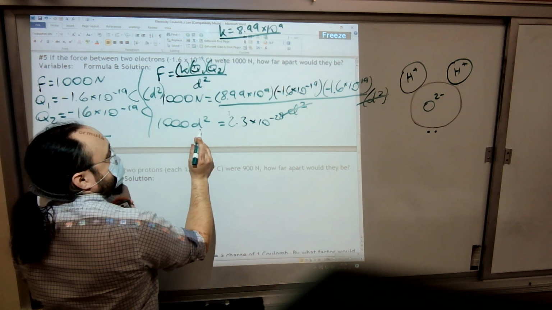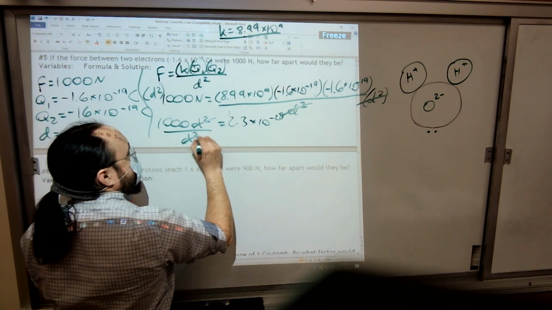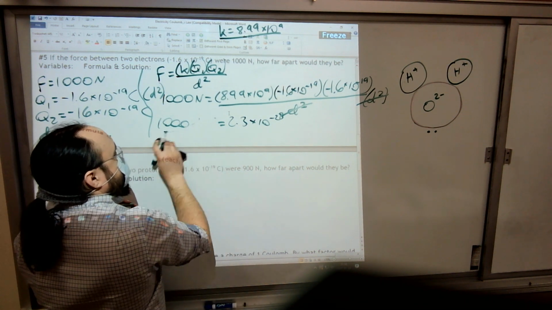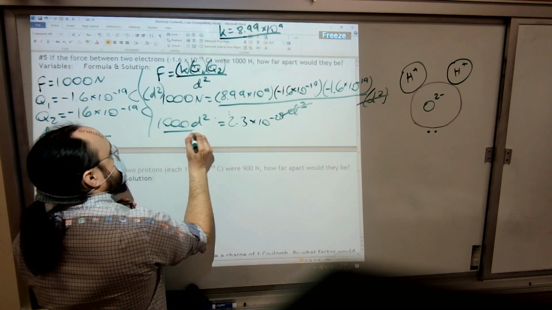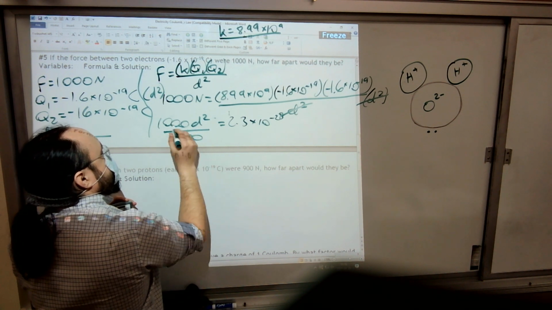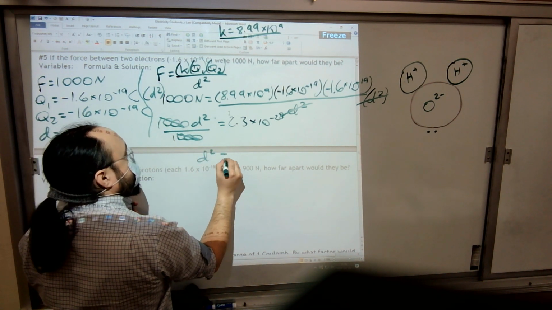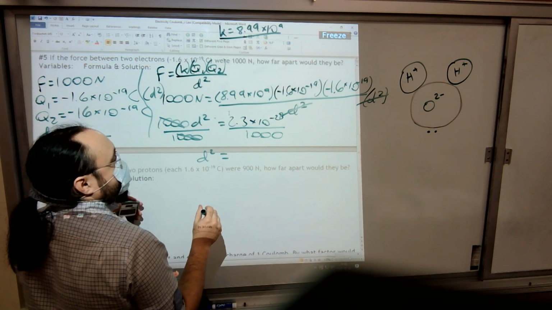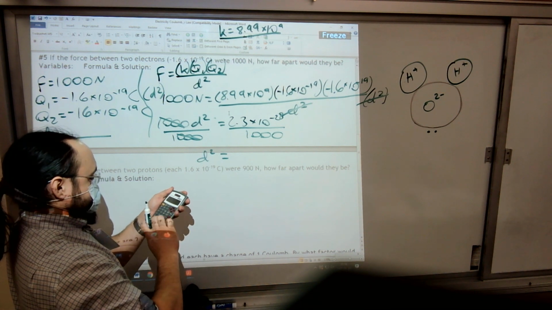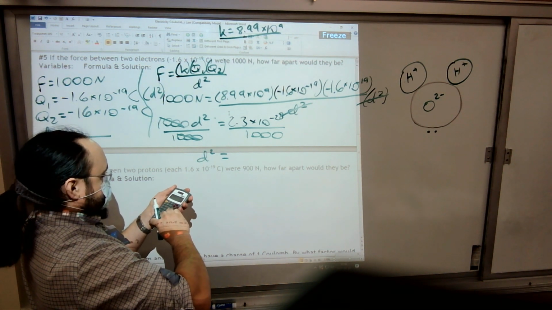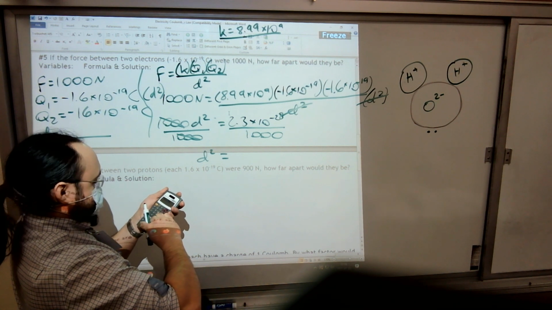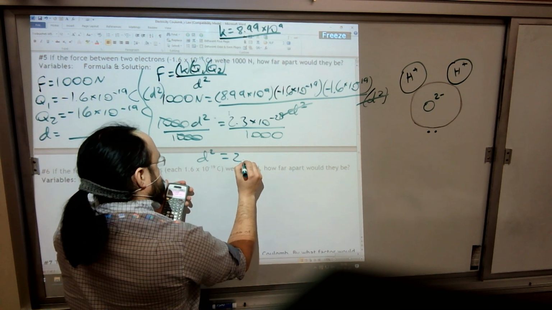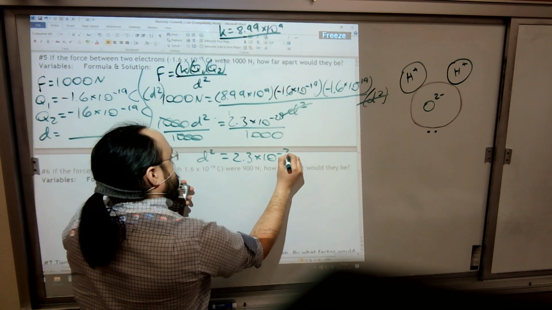I'm solving for d squared, so I'll divide both sides by d squared. Wait, no, I'm doing the wrong thing. I'll divide both sides by 1,000 because I want to get d squared by itself. There, now it says d squared equals. And when I divide this by 1,000, that'll make it 1,000 times smaller. So it'll be the same number, but instead of negative 28, it'll be negative 31 if I can press the buttons. Yeah. 2.3 times 10 to the negative 31.